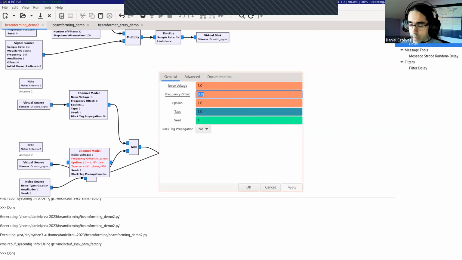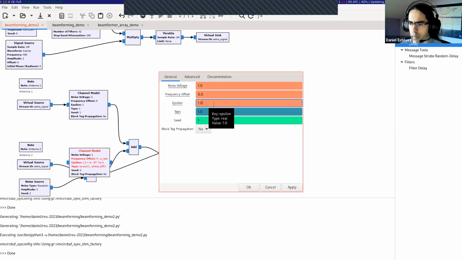So they are related to the sample rate. For example, if I set this to 0.1, this would be 10% of the sample rate. And in general, we will see how we can compute this value. Then epsilon means the change in delay versus time. And this is in parts per one.